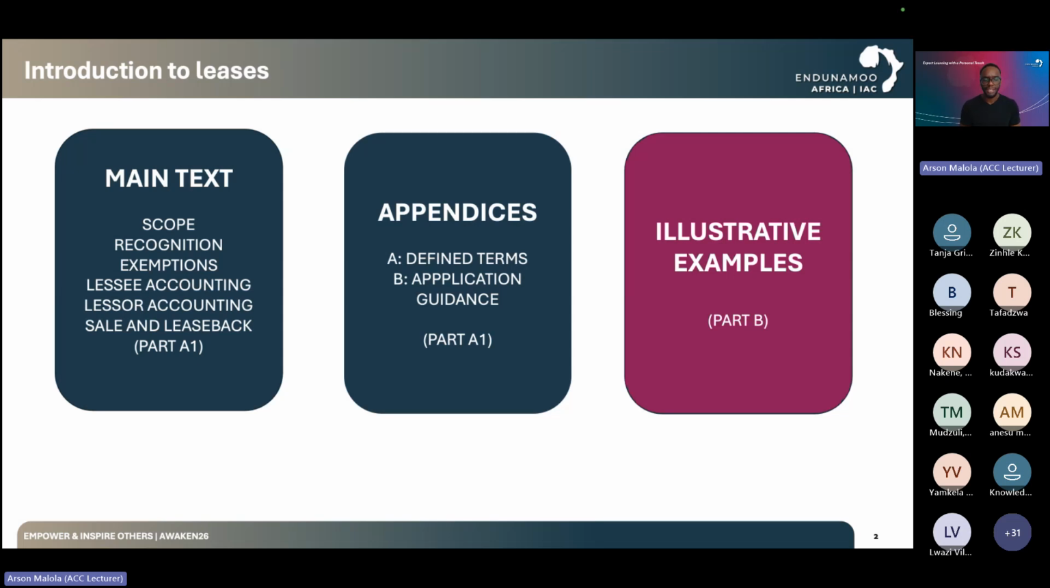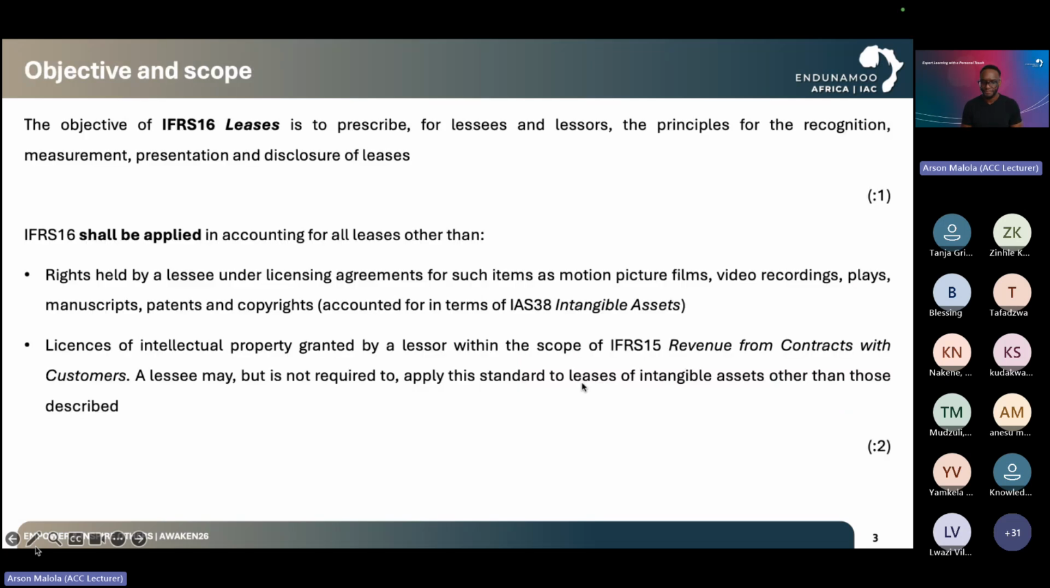So if you look at your particular accounting standard, because it's one of the newer ones, you've got three sections: the main text, the appendix, and the illustrative examples. Those are the three core elements of the standard you always need to be aware of, and especially the illustrative examples, because sometimes your examiners take inspiration from that.